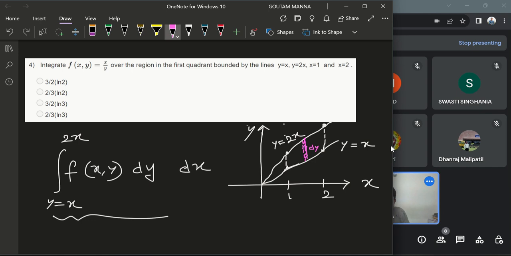And now if I integrate through x from 1 to 2, it will basically cover the entire area. That's what I am going to do. So first I will integrate along y, and then I will integrate along x. So x equals 1 to 2.